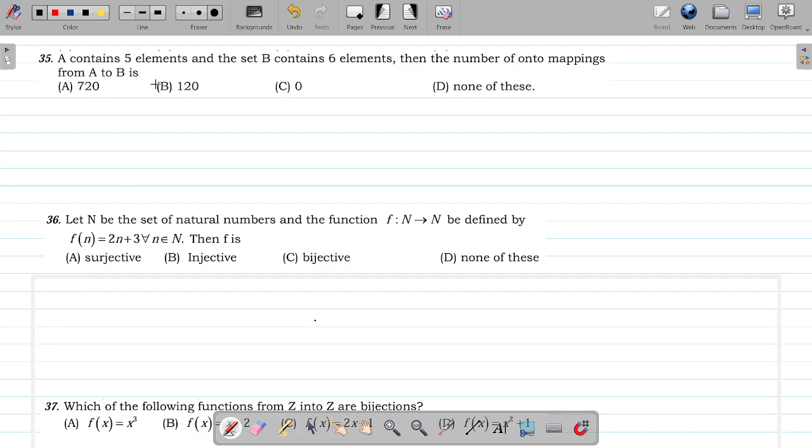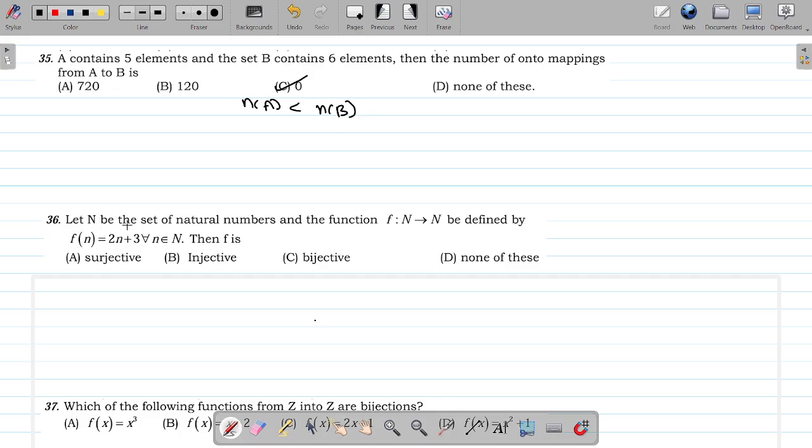if A contains 5 elements and the set B contains 6 elements, then the number of onto mappings. Okay, they are asking onto mappings. Here you can observe that n of A is less than n of B, meaning elements in the domain are less than the elements in the codomain. So I cannot make an onto function, yes or no? So the number of onto functions is 0.